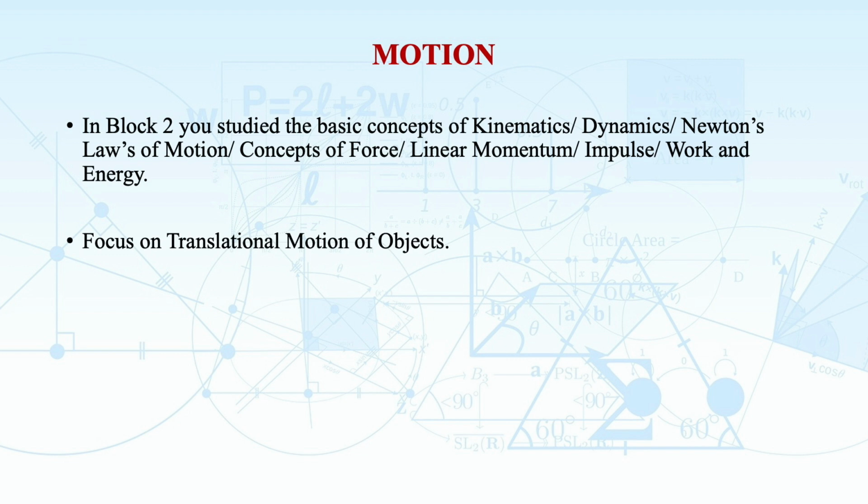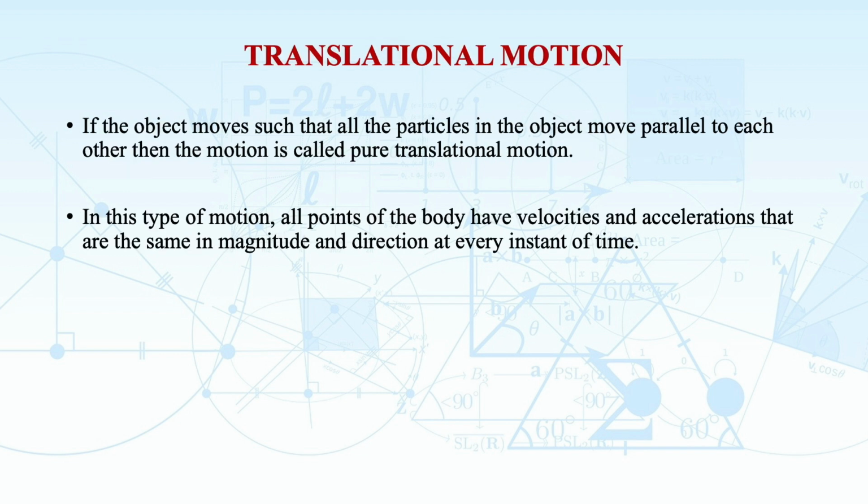So, what is it about translational motion that is so important? Now, in this type of motion, you will realize that all points of a moving body have velocities and accelerations that are the same in magnitude and direction at every instant of time. This particular property of translational motion makes it easy for us to describe translational motion in the Cartesian coordinate system. So what are the different types of translational motion that you have studied?